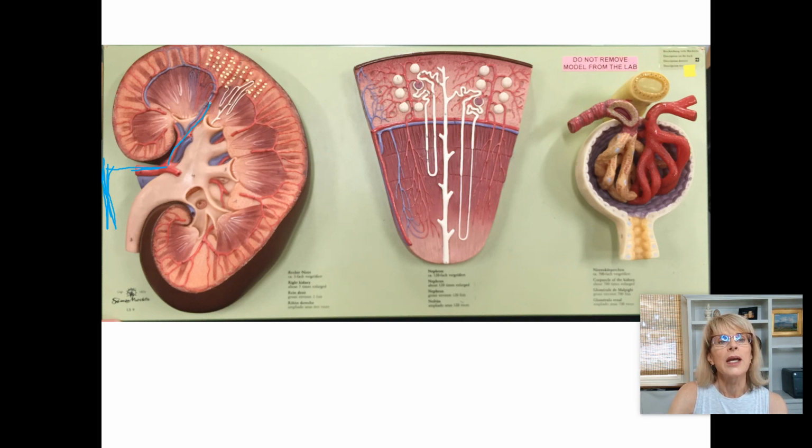the renal artery into the interlobar artery. Interlobar, I-N-T-E-R-L-O-B-A-R, interlobar artery. And from the interlobar artery, it is going to go up and over the renal pyramid, right? And so it is going into the arcuate artery. An arc is like a rainbow kind of structure.